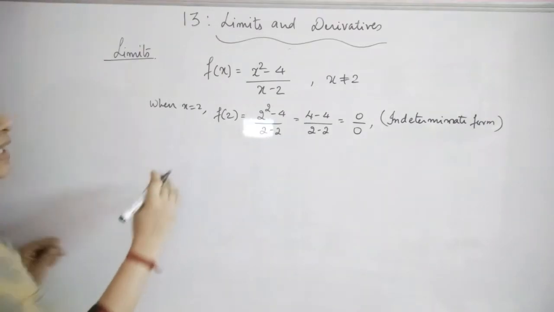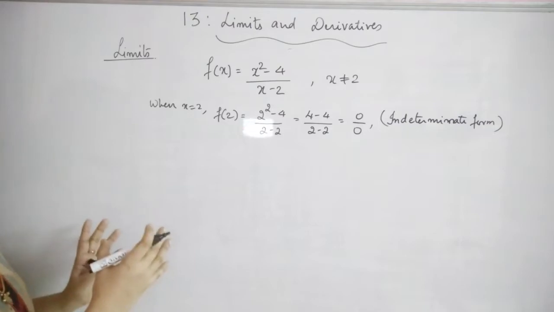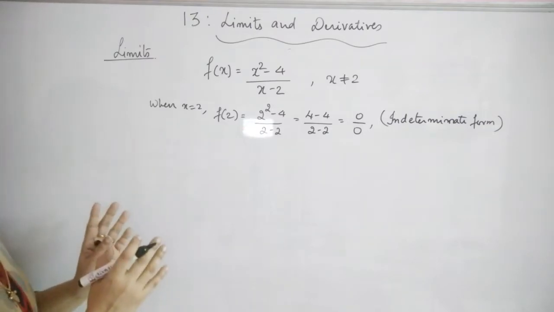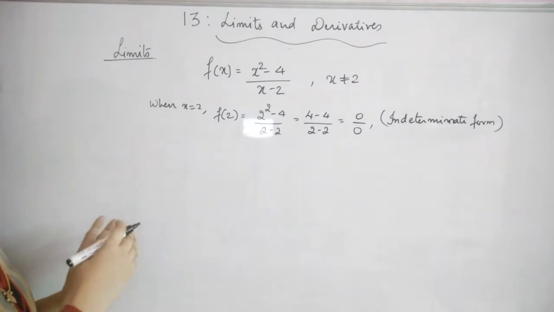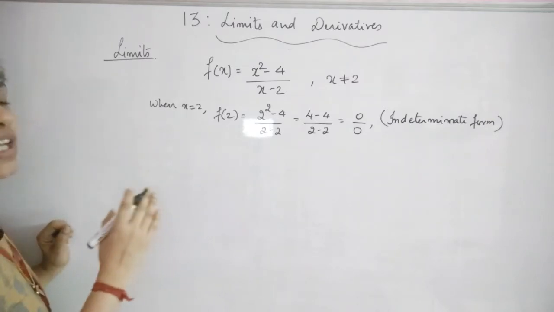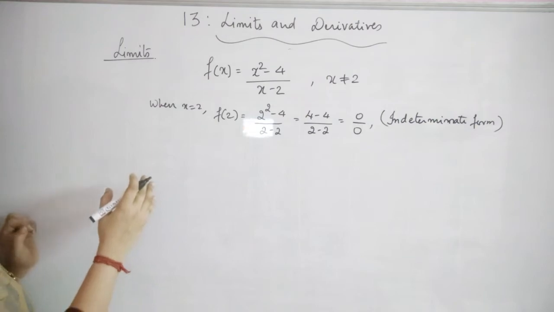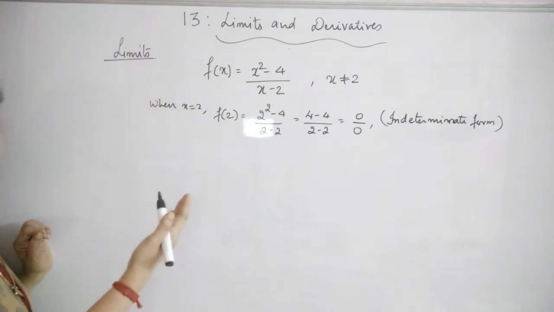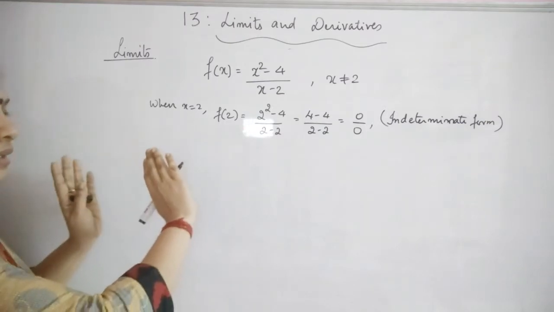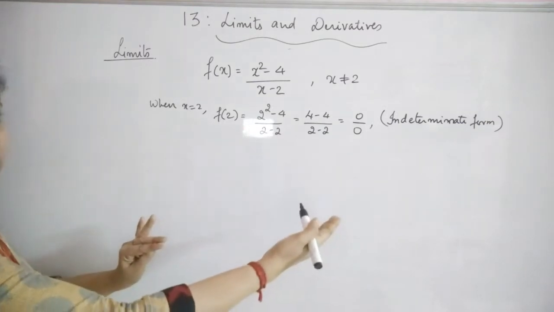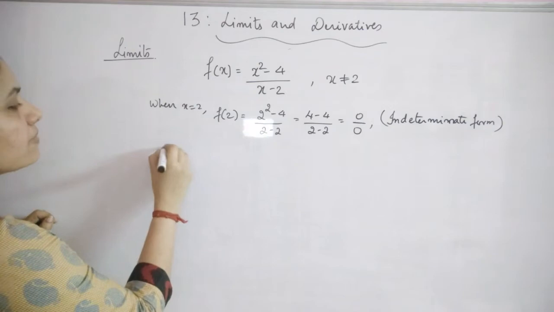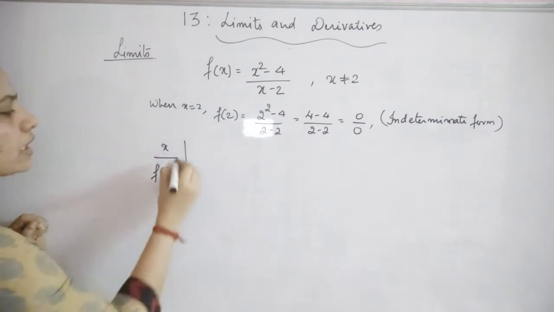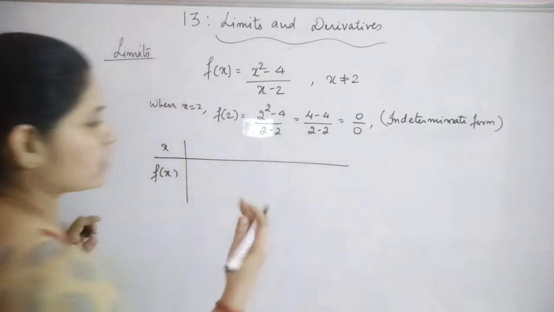Now we are just taking certain values of x which are very near to 2. Very near to 2 means it can be less than 2 as well as greater than 2, but they are very close to 2. And we will see what will happen to the function value when x is near to 2 from the lesser part of 2 and from the greater part of 2. I am just making a box so that I can show you all the values which we are taking.